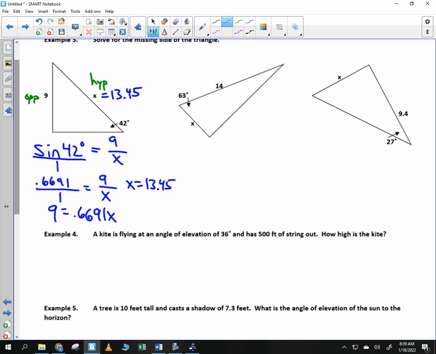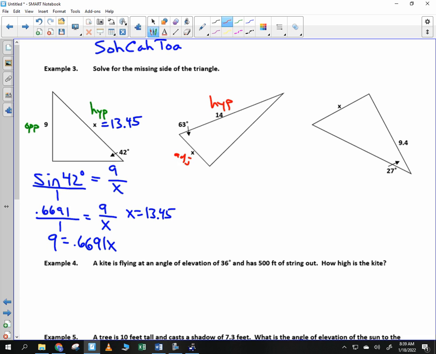Opposite, adjacent, or hypotenuse? Adjacent. And this is the hypotenuse. If I'm working with adjacent and hypotenuse, do you use sine, cosine, or tangent? You use cosine. As you notice, cosine says adjacent and hypotenuse. I'll choose the cosine of 63 degrees is equal to what over what? Josh, is it 14 over x or x over 14? How come? Yep, adjacent over hypotenuse, x over 14.